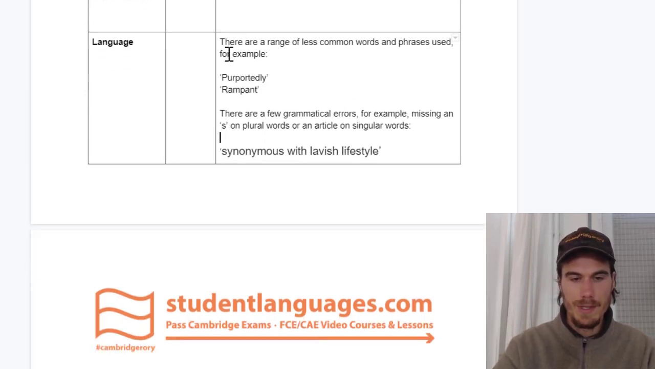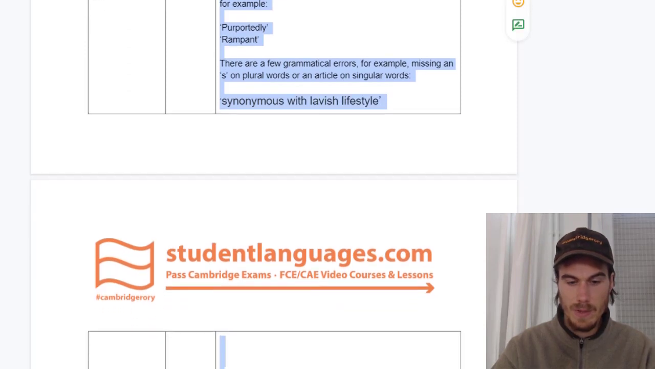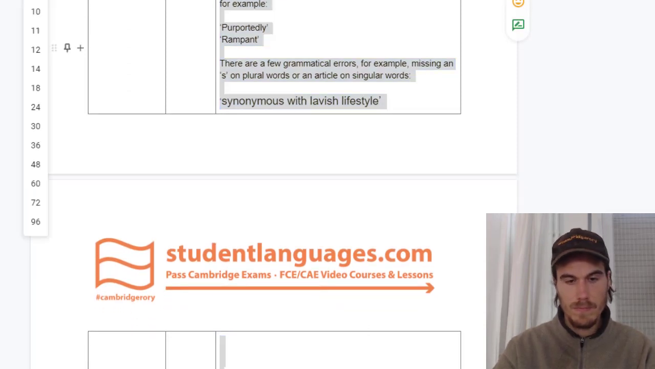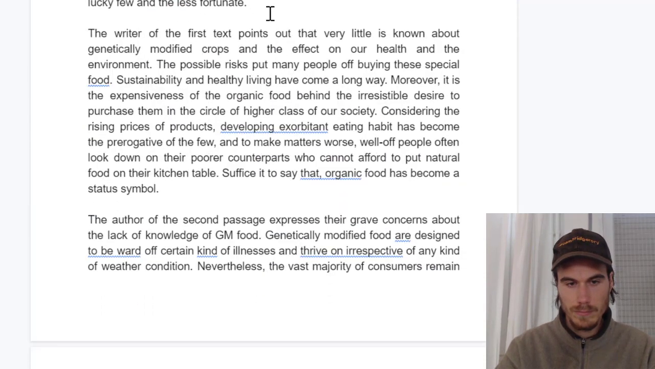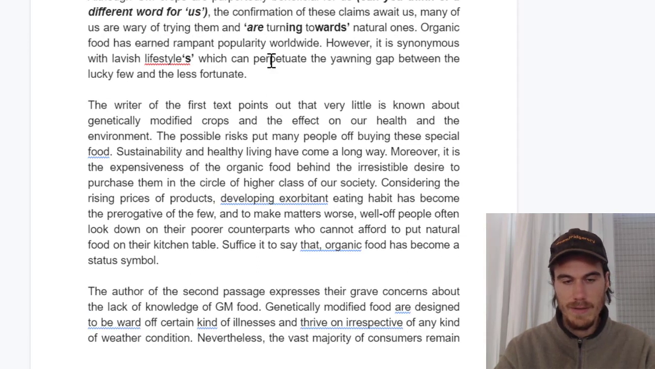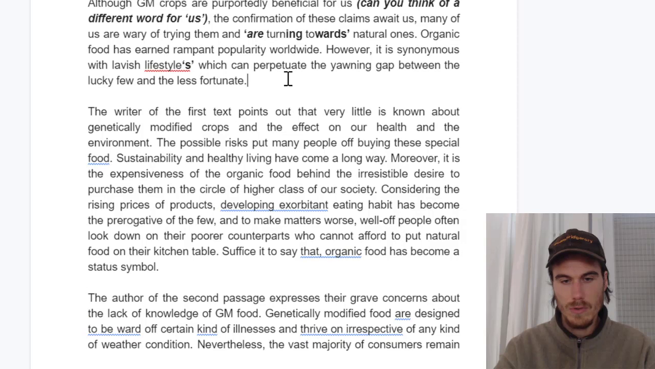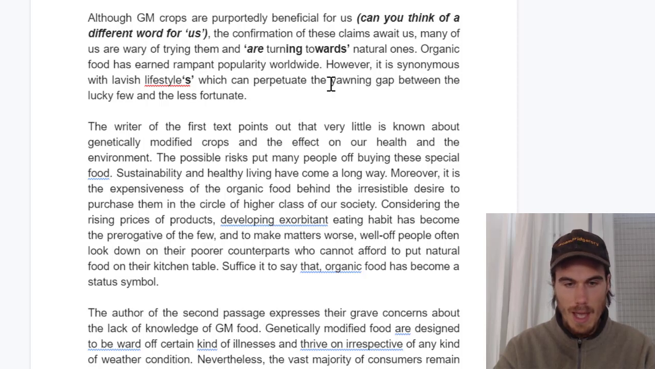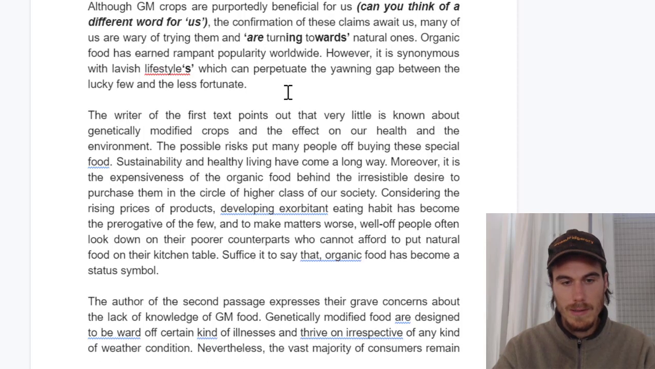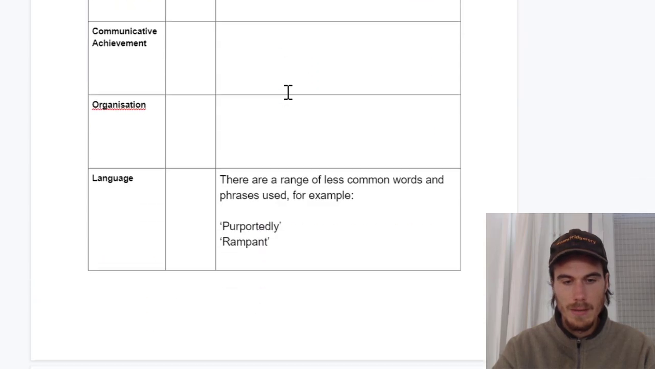So I'm just being specific about what this is here. I'm going to make this a bit bigger so you can read it more easily. Synonymous with lavish lifestyles, which can perpetuate the yawning gap between the lucky few and the less fortunate. Yeah, perpetuate's another good word. Synonymous with lavish lifestyles. Okay, so organic food, yes it is. Okay, that's what they're saying. Can perpetuate the yawning gap between the lucky few and the less fortunate. Okay. Perpetuate, good word.